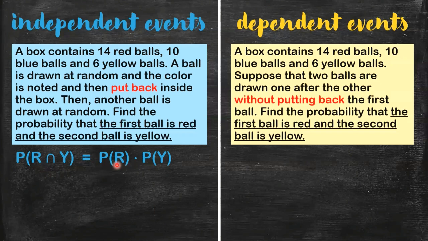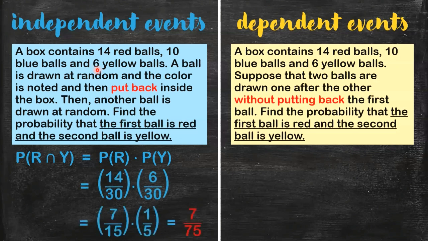What is the probability of getting a red ball? So it's 14 over 30, right? What is the probability of getting a yellow ball? 6 over 30 pa rin. Kasi binalik naman yung bola. Okay? So that's why we have this. Okay? If you simplify, you're going to have 7 over 75. All right? Okay. What about this one?